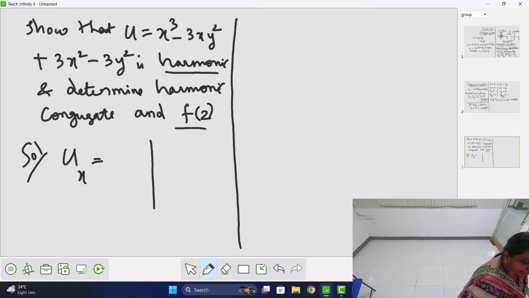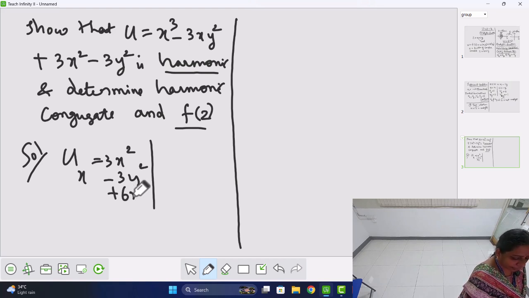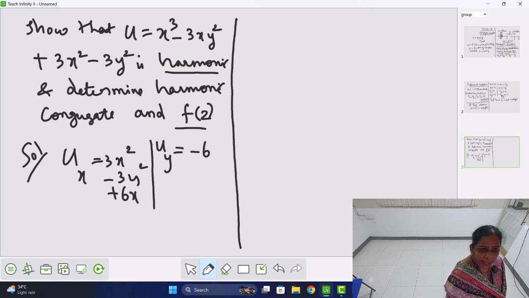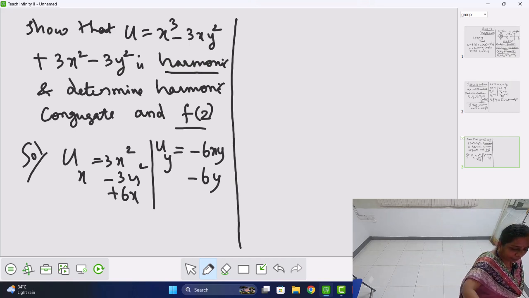So dou u by dou x, I'll get 3x square minus 3y square, and then 3y square plus 6x. Similarly, what is uy? Dou u by dou y means I'll get minus 6xy, and later here y is available, minus 6y. So here 3x square minus 3y square plus 6x.